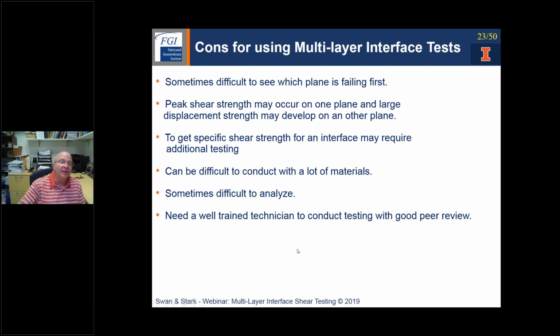The other key thing to this, and there is some pushback from a lot of the laboratories, is it's labor intensive to build it and to watch it, and really you need a well-trained technician who's familiar with testing, who is able to observe the modes of failure, and then have a really good peer review process in place from the laboratory to assure that you're getting the proper results and the proper identification of the planes of failure.